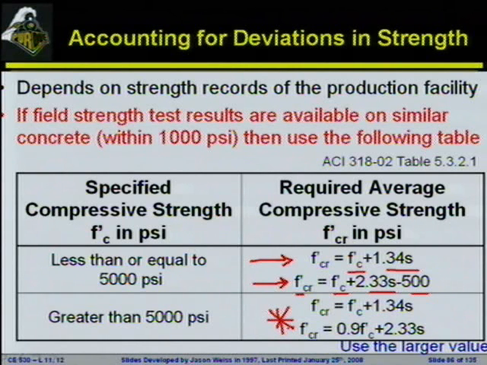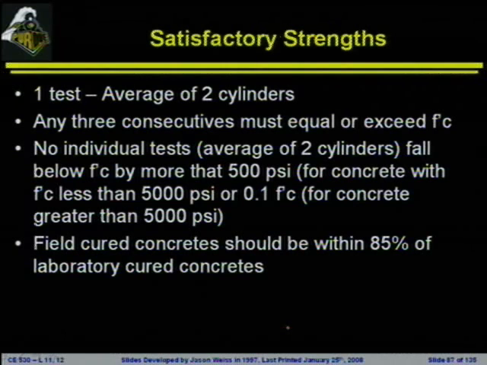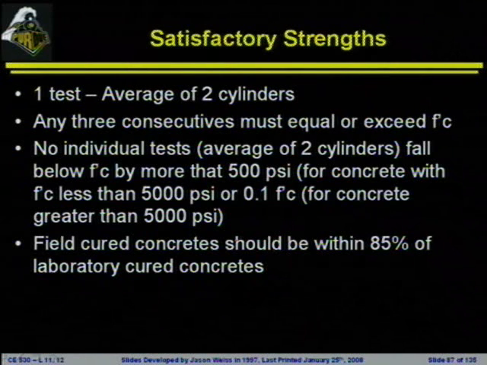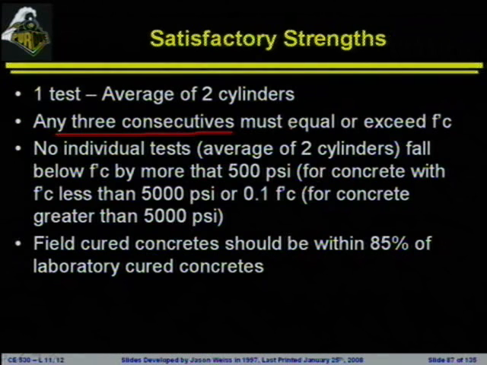Again, you use the larger of those two values to target your required compressive strength. Now, a few things that we'll talk about when we start to talk about the idea of testing. A test, when we talk about compression, is the average of two cylinders. So you take two cylinders, you average them together, that is one test. Any 3 consecutive tests must equal or exceed f'c.